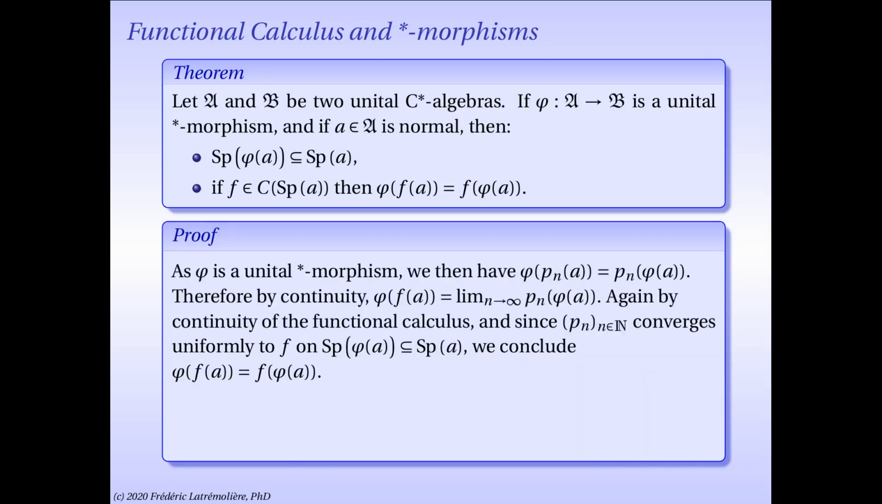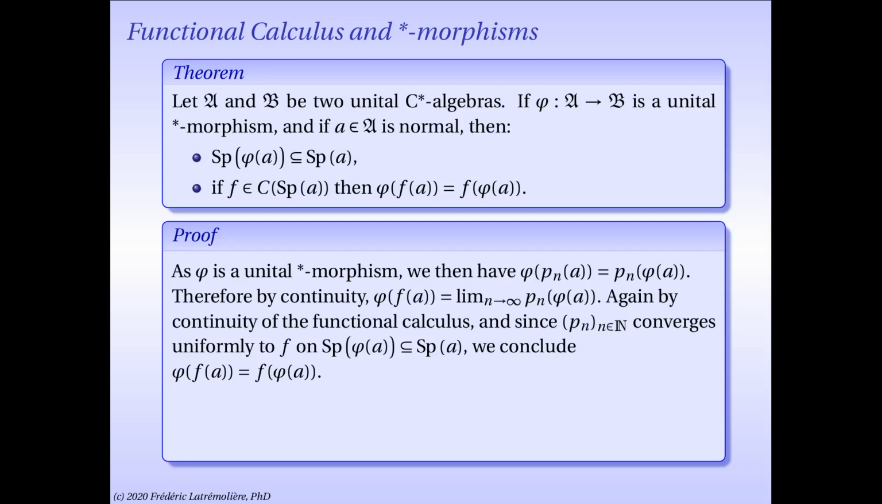So indeed, as phi is a unital star morphism, if Pn is some sequence in my set P that uniformly converges to the function f I chose, then we have that for every natural number n, phi of Pn of A equals Pn of phi of A. That just owes to the fact that phi is a star morphism, preserving the unit, and the Pn's are, as I said, some sort of linear combinations of products of powers of A and powers of its adjoint. But therefore, by continuity, as star morphisms are continuous, phi of f of A is the limit as n goes to infinity of Pn applied to phi of A.